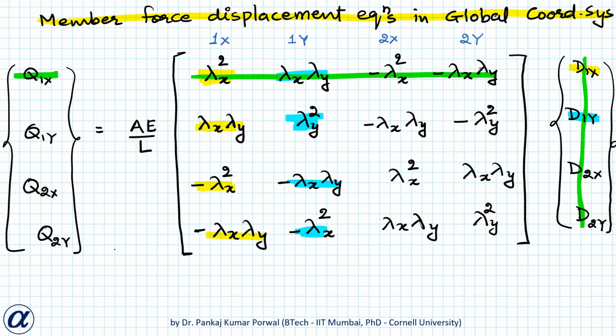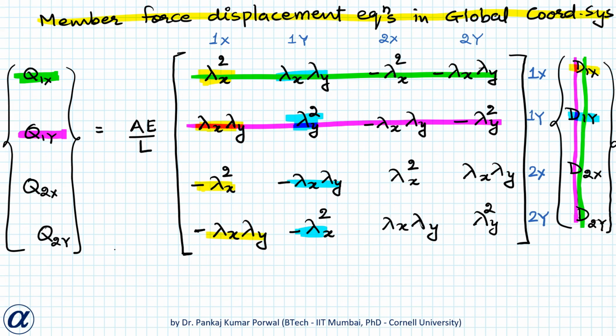Because the first row gives us q1x, we can say that the first row corresponds to degree of freedom 1x. Similarly, the second row gets multiplied with all the entries in this column vector to give us q1y. So we say that the second row corresponds to degree of freedom 1y. Similarly, the third row is 2x, and the fourth row is 2y.